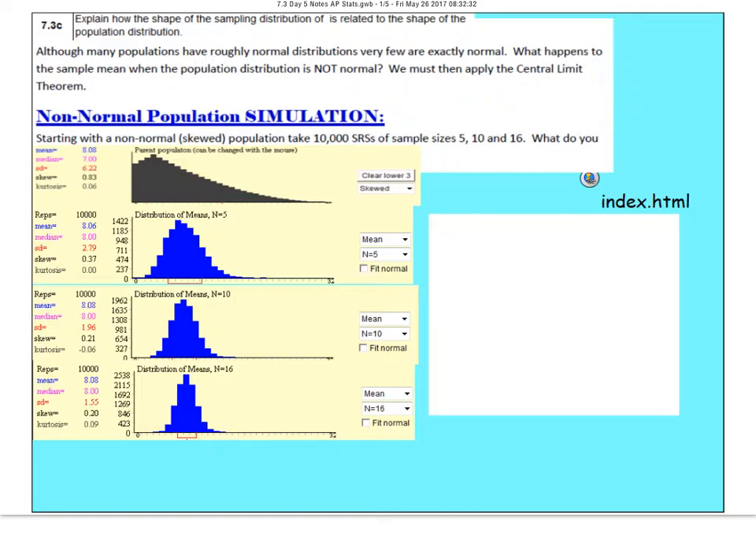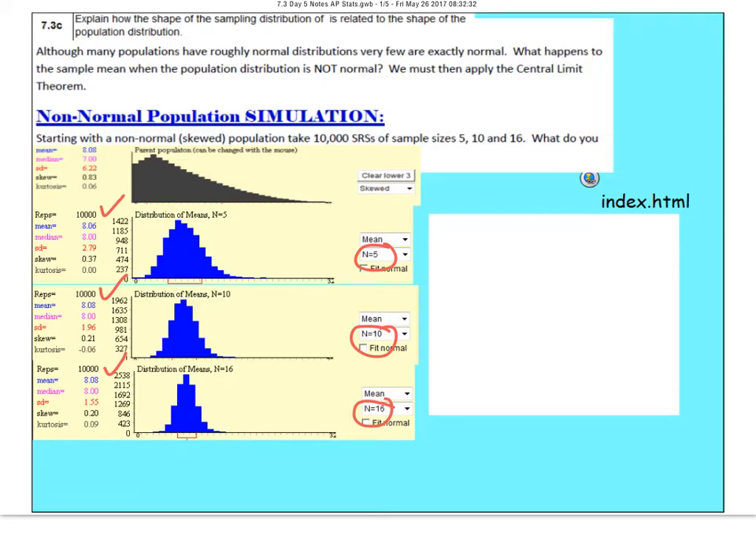Here we have in front of us a population that is skewed to the right. Now what they've done is they have taken a sample size of 5, and then 10, and then 16, and they ran each of these, it looks like, 10,000 times. So sample size of 5, compute the mean, plot it, do it 10,000 times. You're going to notice this first one, with a small sample size of 5, actually looks approximately normal. The sample size of 10 does too, and so does the sample size of 16.